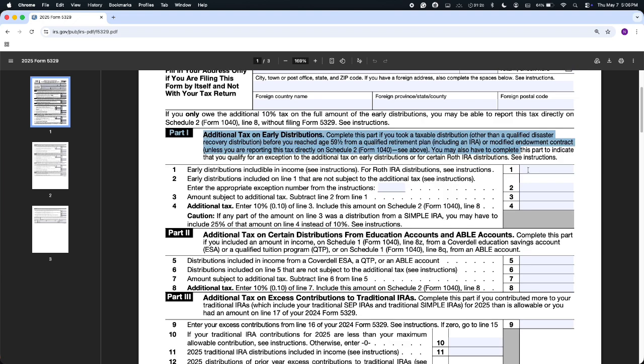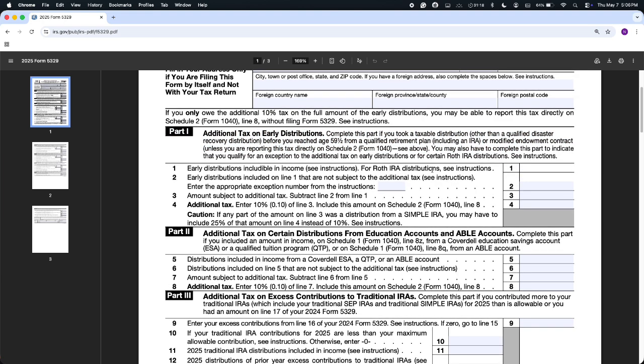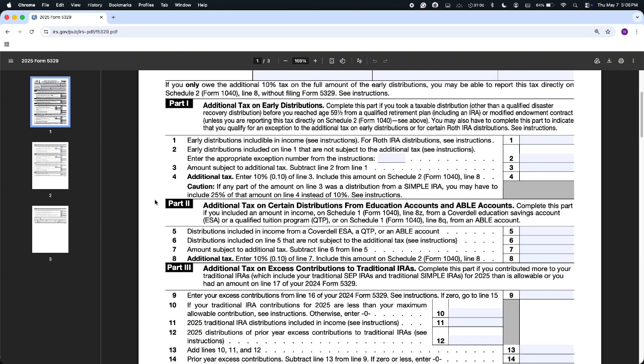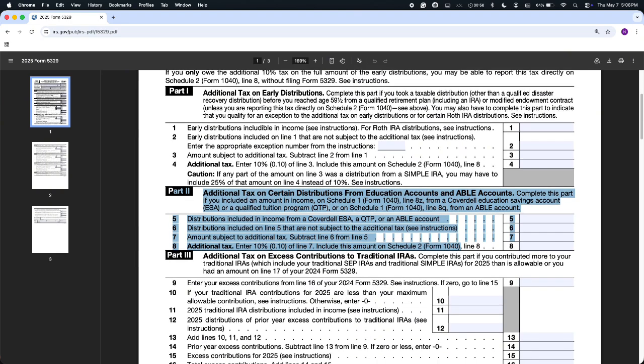If this is an amended return, check the box on the right, and next go through the parts that apply to your situation. Part 1 is for early distributions. Enter the early distribution amount on line 1, then enter any amount that is not subject to the additional tax on line 2. Subtract line 2 from line 1, then calculate the additional tax on line 4. Part 2 is for certain education accounts and ABLE accounts. You will enter the distribution amount, subtract any part that is not subject to the tax, and then calculate the 10% additional tax if needed.